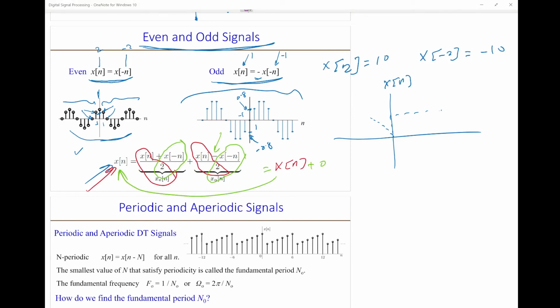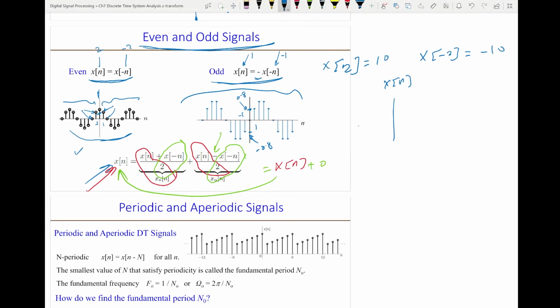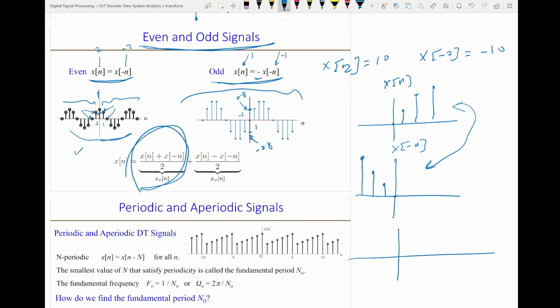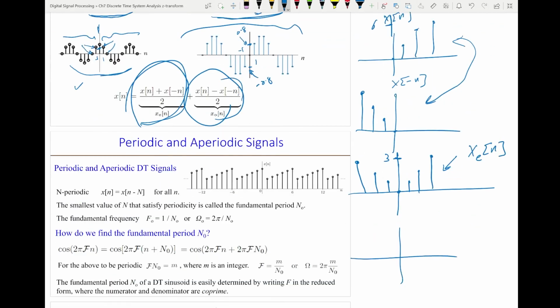And if you want to see it graphically, let's take a simpler signal, something like this. If this is the original signal, now I can create this one as follows. And I add this with this and divide by 2 to get this one. So then I will get this. So if that was, let's say, 6, now this will be 3. So that's the even function.